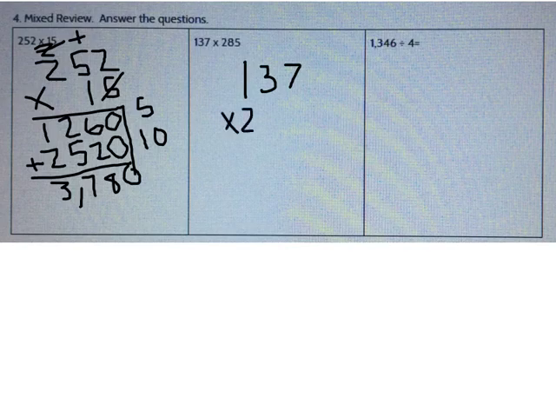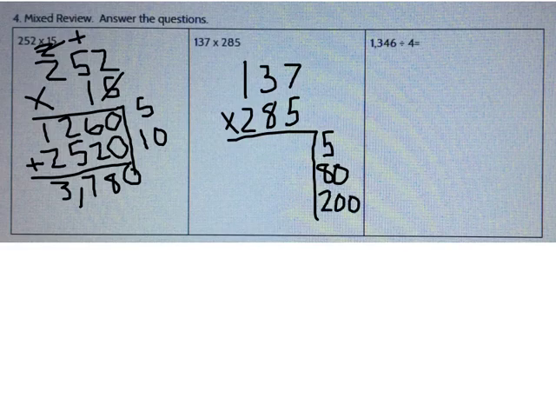137 times 285. Remember that I could split this into 3 separate problems: 5 times 137, 80 times 137, and 200 times 137. Let's start with 5. 5 times 7 is 35. 5 times 3 is 15, plus 3 more is 18. 5 times 1 is 5, plus 1 more is 6. Now I'm finished with my 5. 8 is in the tens place, so I'm going to drop a 0.